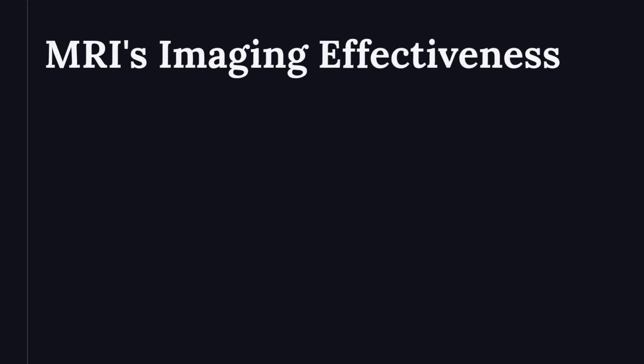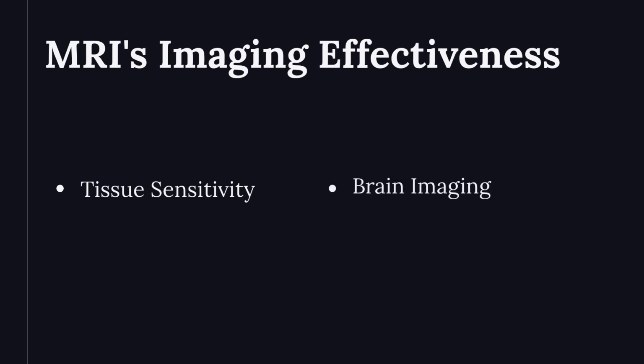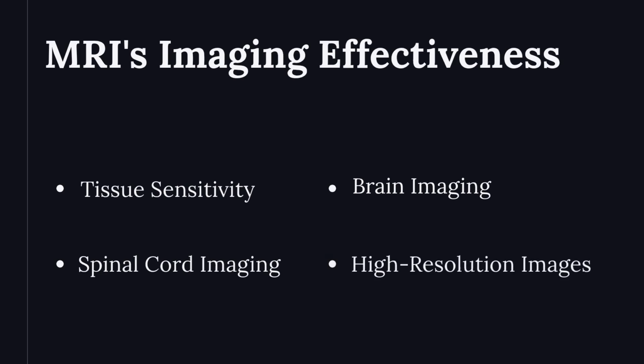MRI is highly effective due to its sensitivity to tissue composition differences. It is particularly useful for brain and spinal cord imaging. MRI provides detailed, high-resolution images for soft tissue evaluation. It offers excellent soft tissue contrast and no ionizing radiation. Despite its benefits, high cost and scan times are limitations.